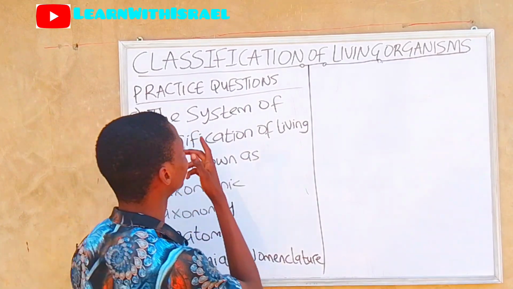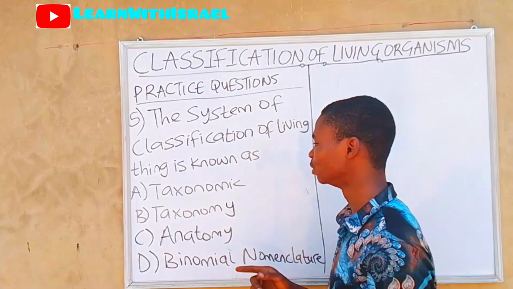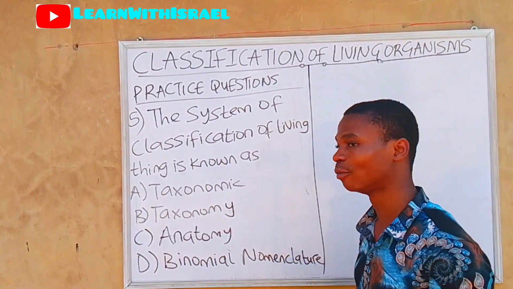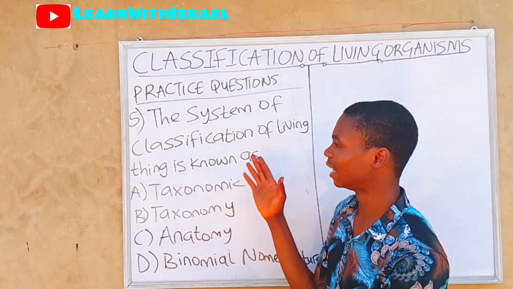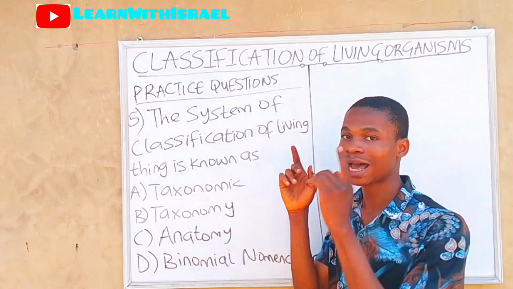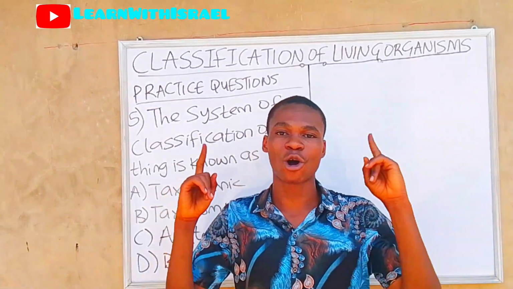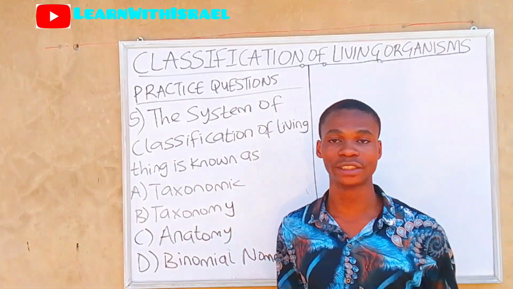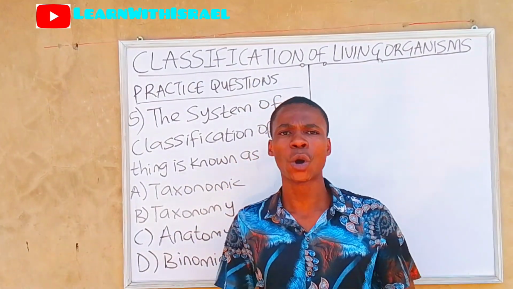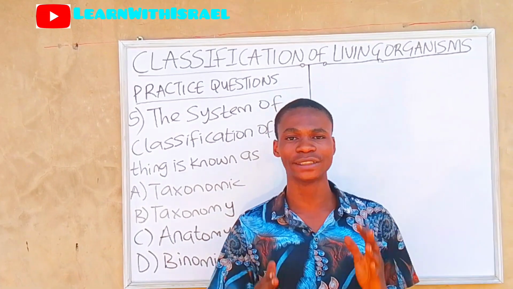Question 5. The system of classification of living things is known as A. Taxonomy, B. Taxonomy, C. Anatomy, D. Binomial nomenclature. I leave this to you who are watching this video. Answer this question and drop the answer in the comment section. Now you have understood the classification of living things, taxonomy and binomial nomenclature, and how scientists name and group organisms.